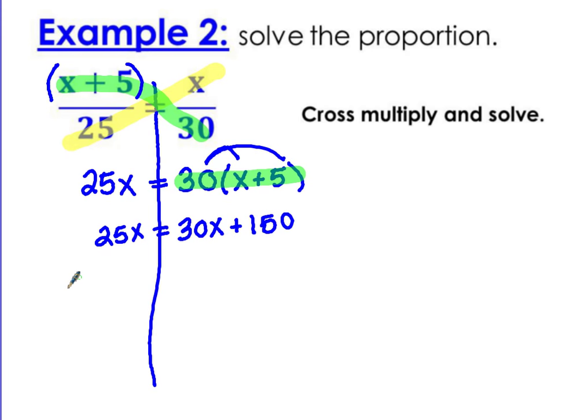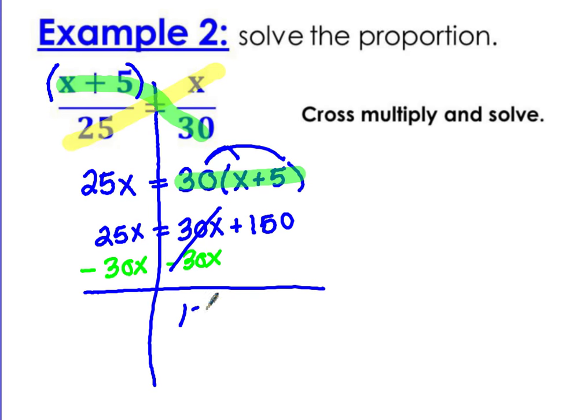It wouldn't make any sense in this case to move the 25 to the other side, because I've already got something else on here. So I want all my x's on the same side, since I already have an x over here and only an x over here. I need to move the 30x. So I'm going to move 30x to the other side, and when I do that, I end up with 150 only on this side.